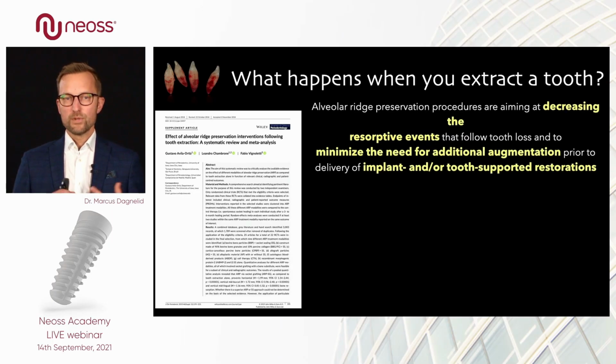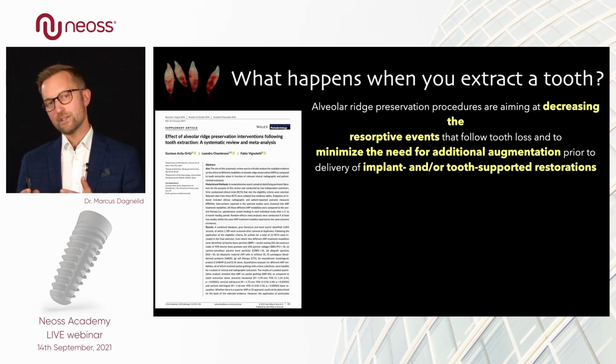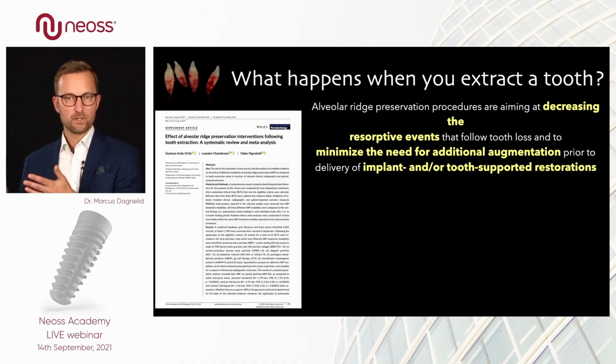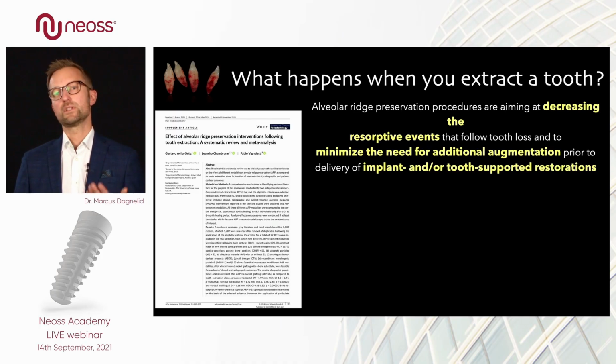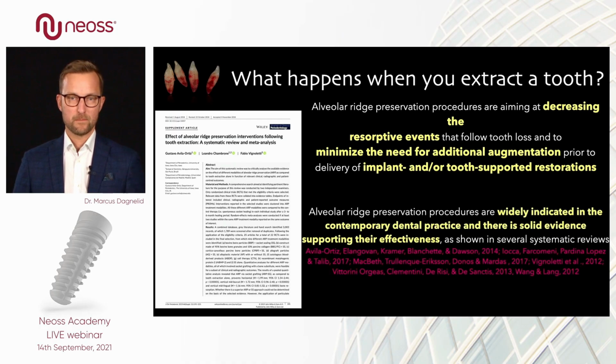Now, ridge preservation procedures, of course, aim to decrease these events that follow tooth loss. But what is also important to point out is that it's minimizing the need for additional augmentation in the future, prior to when you deliver any type of implant or tooth-supported restoration. So what we're doing here is avoiding second stage surgery, which of course increases the pain, the cost, and morbidity of our patients. So this is what we're trying to avoid by simply doing something when we extract the tooth. And again, we have widely researched this topic over the years.